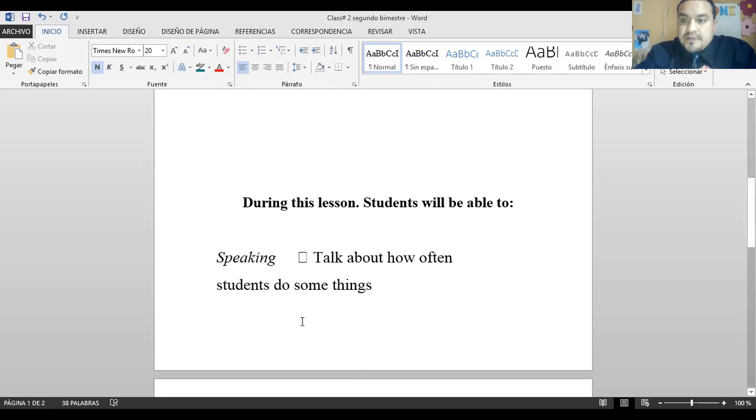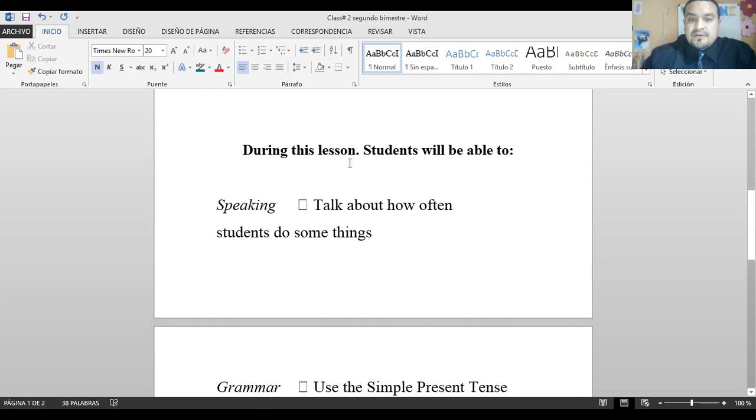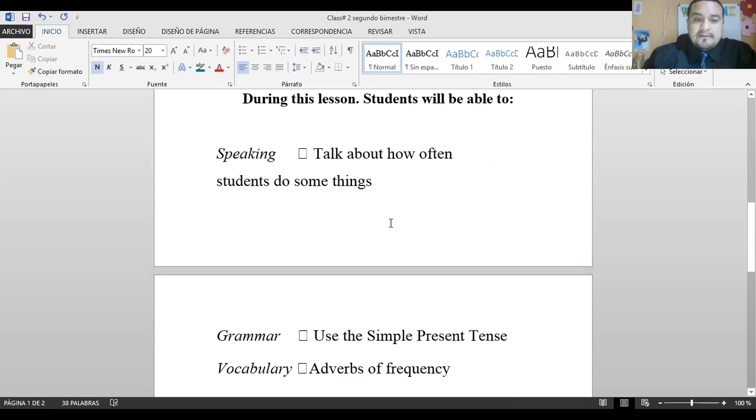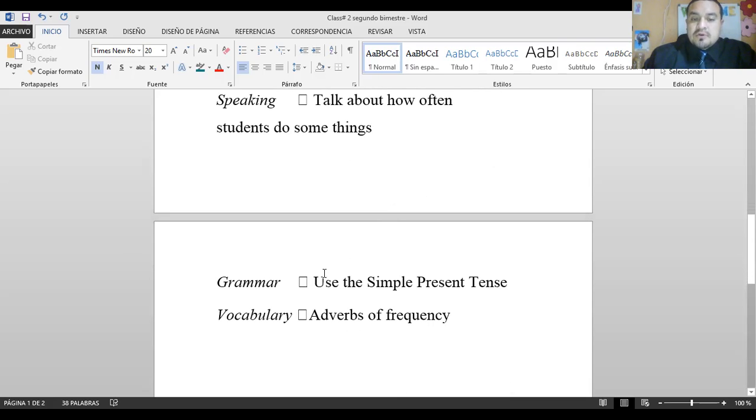Now I'm going to present to you the objectives for today's class. During this lesson, students will be able to, as far as speaking goes, talk about how often you do some things, related to routines, habits, or repeated actions. As far as grammar goes, we are going to learn how to use the simple present tense, which is very much fun. And as far as vocabulary goes, we are going to learn about the adverbs of frequency. Are you ready? Excellent, let's get started.